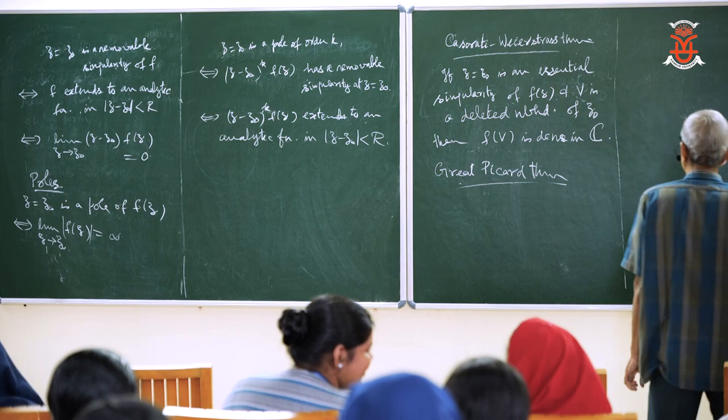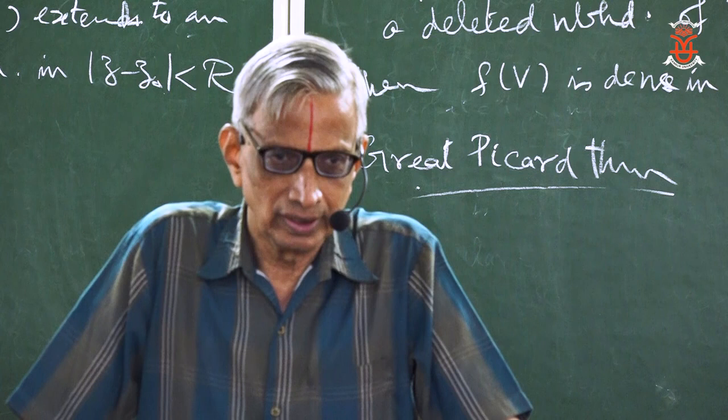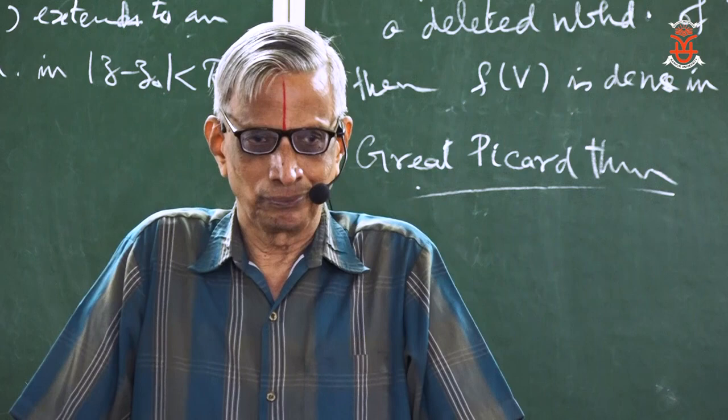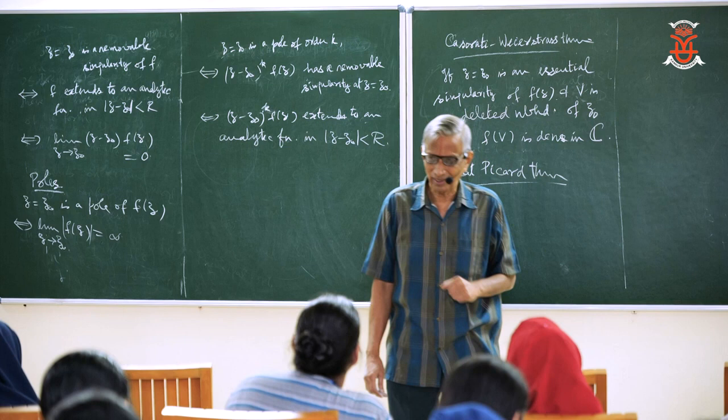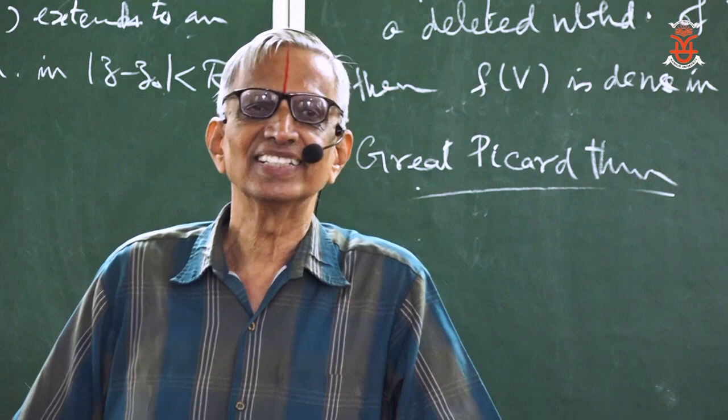Okay, so that's what the great Picard theorem says, that the range of f in any deleted neighborhood of an essential singularity is either the whole plane or a punctured plane. Okay, so you can write it down. I'm not writing it down. Okay, so here, how is the little Picard smaller than the great Picard? So let's make some noises about the point at infinity.